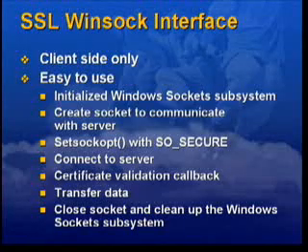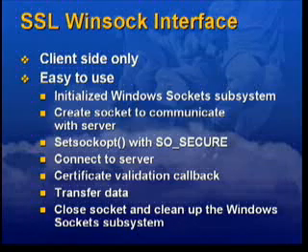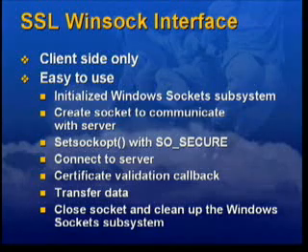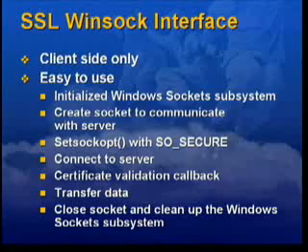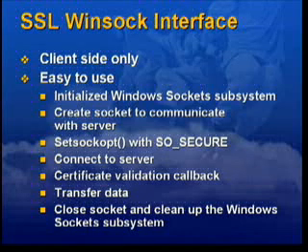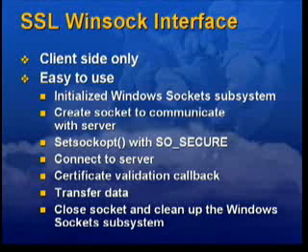So how do you set up a secure sockets connection? You initialize the Windows socket subsystem. You create a socket to communicate with a server. Then you call an API called setsockopt with SO_SECURE. And then you connect to the server.